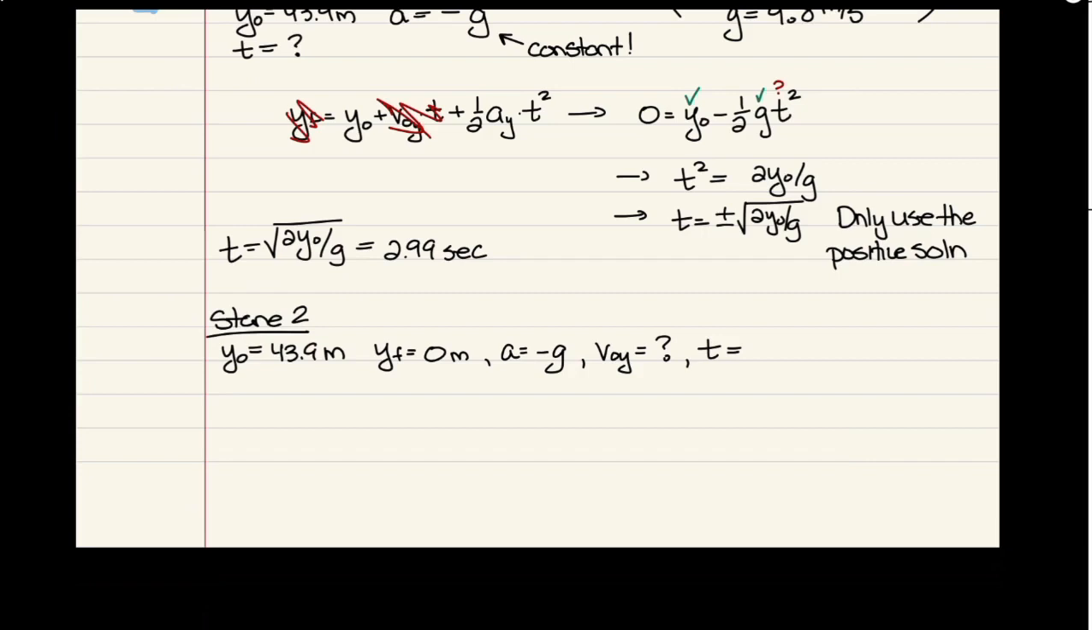Again, go back to the problem. It said that the second person waited 1 second and then threw their rock down, and it made it to the water at the same time as the first one. The first rock took 2.99 seconds. So in this case, once they threw the rock, it was only 1.99 seconds until the rock hit the water.